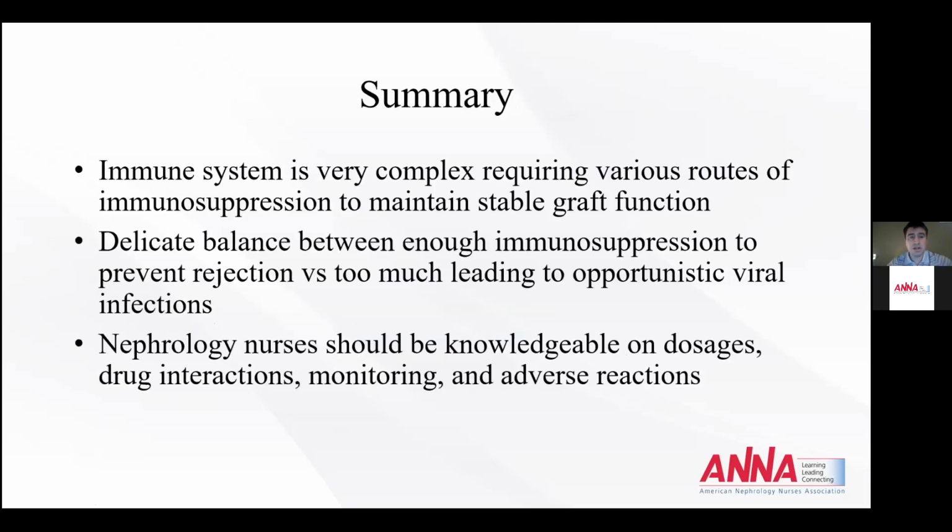So in summary, the immune system is very complex. I could talk just about each little segment for a whole hour. So it's very complex, requiring various routes of immunosuppression. As you see, there are so many pathways on those T cells that we have to try to block. And we try to do all those different ways to maintain a stable graft function. At the same time, trying to prevent over-immunosuppression, which causes bone marrow suppression. So it's a delicate balance between enough immunosuppression to prevent rejection versus too much leading to opportunistic infections or bone marrow suppression.